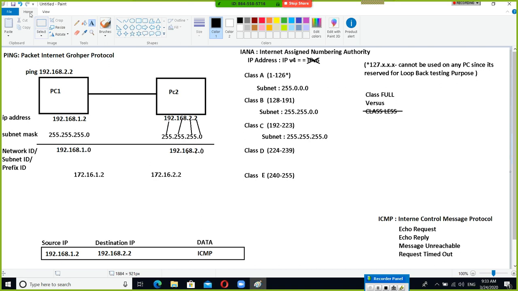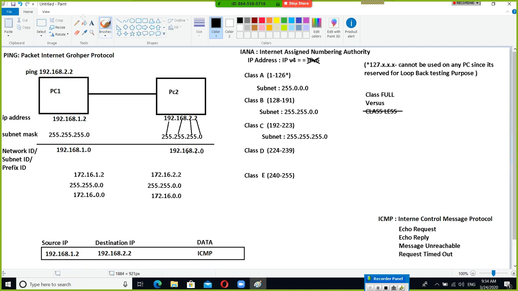They will communicate. Why? Yes, your answer is right. Why will they communicate? Yes, you say it belongs to a class B. So wherever you have a 0 in the subnet mask, you copy the 0 as is. Wherever you have 255, you copy the number from above into the network ID section.